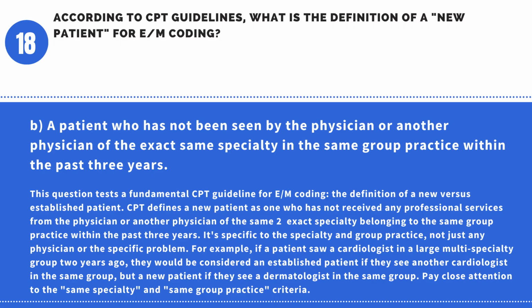For example, if a patient saw a cardiologist in a large multi-specialty group 2 years ago, they would be considered an established patient if they see another cardiologist in the same group, but a new patient if they see a dermatologist in the same group. Pay close attention to the same specialty and same group practice criteria.